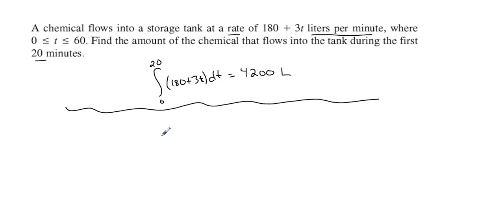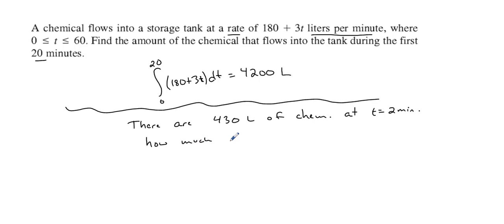Well, suppose there are 430 liters of chemical in the tank at t equals 2 minutes. Okay. How much chemical is in the tank at t equals, now I have to keep my number under 60, 58 is a good round number.